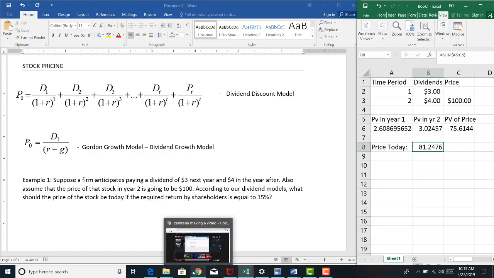If currently the price of the stock is $80 and you've derived what you consider the true price of the stock to be $81.25, then you think that the current price of the stock located on Bloomberg or Yahoo Finance, whatever, is undervalued. So you would buy that stock relative to the true price that you just calculated.